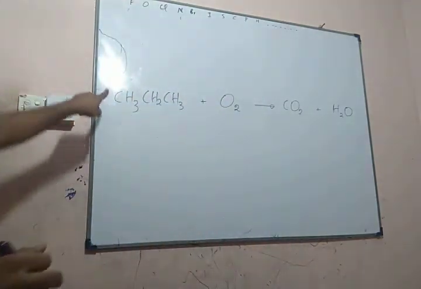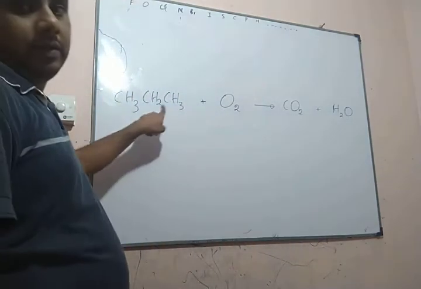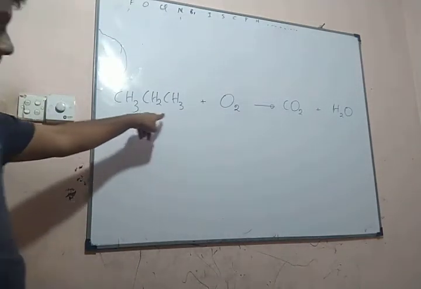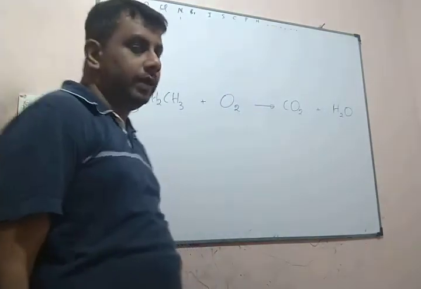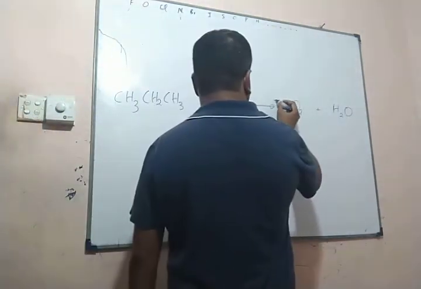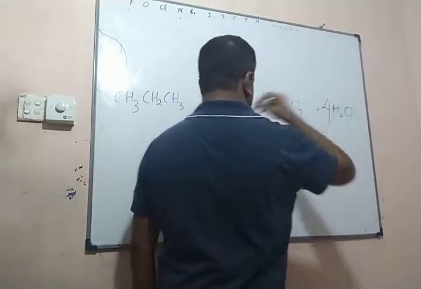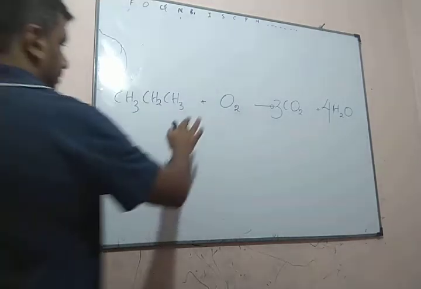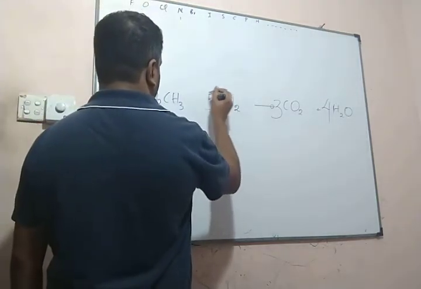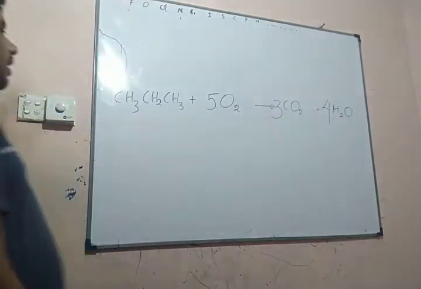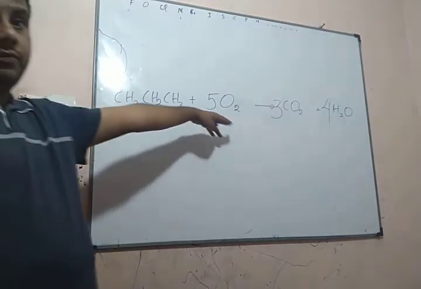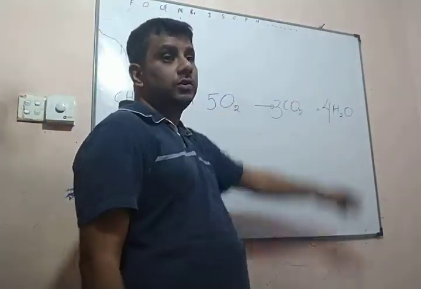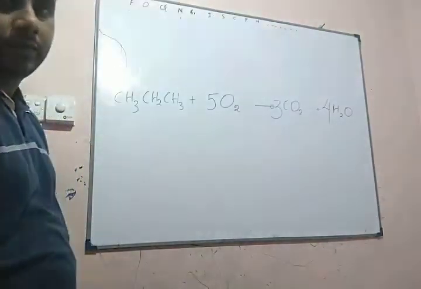Okay. CH3-CH2-CH3. So this is called propane. Propane burns in oxygen to form CO2 and water. It's balanced, right? Propane plus 5 moles of O2 produces 3 moles of CO2 and 4 moles of water. Right? 4 moles of water.